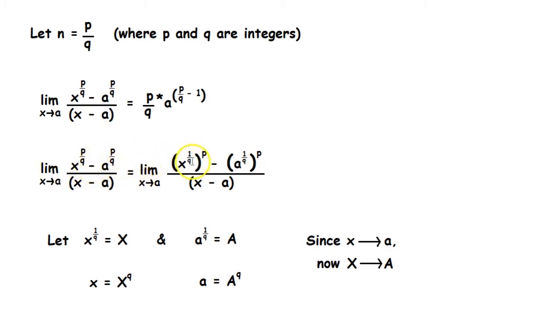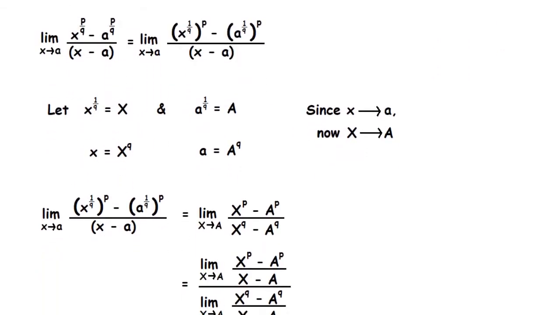So the numerator we can separate it like this. So x to the power p over q can be written as x to the power 1 over q to the power p, minus a to the power p over q can be written as a to the power 1 over q to the power p. So then we substitute this. So instead of x to the power 1 over q we write capital X, and instead of a to the power 1 over q we write capital A. So this means that simple x is equal to capital X to the power q and simple a is equal to capital A to the power q.